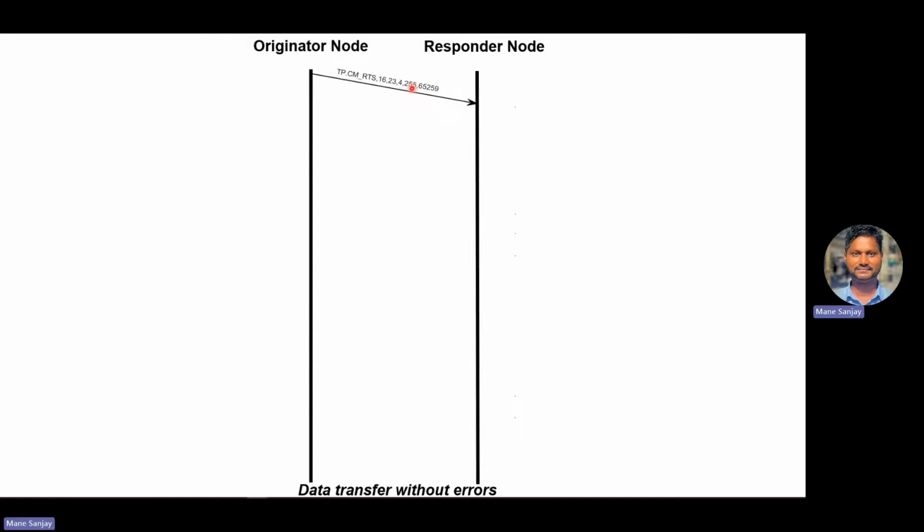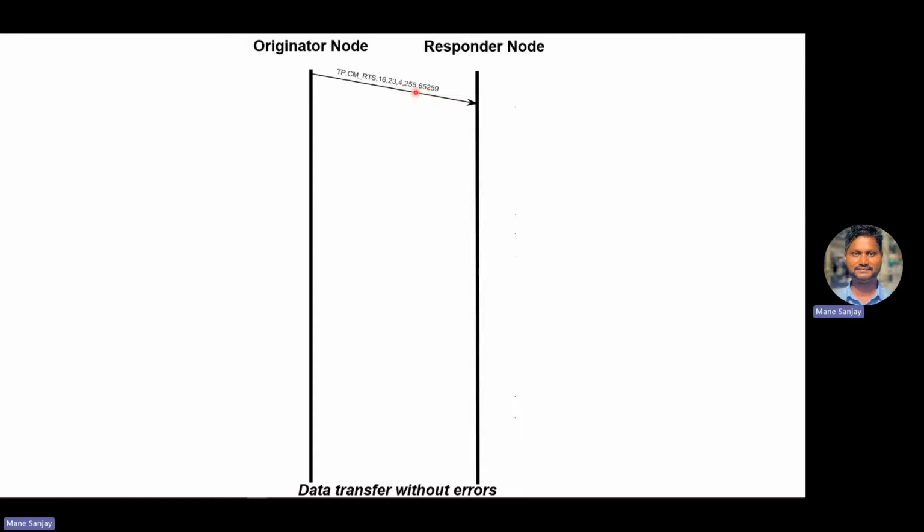Out of the 8 bytes, bytes 6, 7, and 8 are reserved for the PGN. And here the PGN is 65259. We are talking about the 65259 PGN here. So I guess it is super clear now.